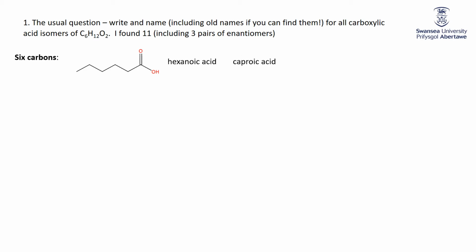Old name for that is caproic acid, named after the goat, as in Capricorn, because it smells like a wet goat. Smelled a wet dog before? Imagine how badly a wet goat would smell.